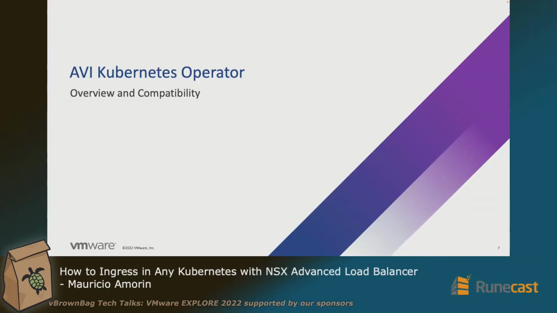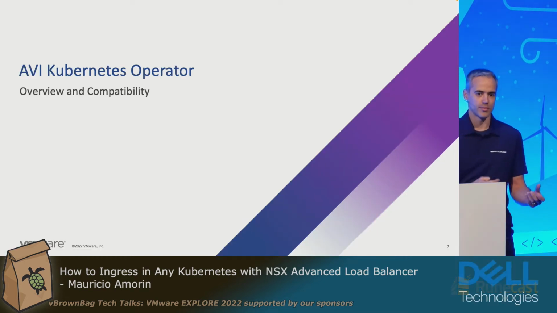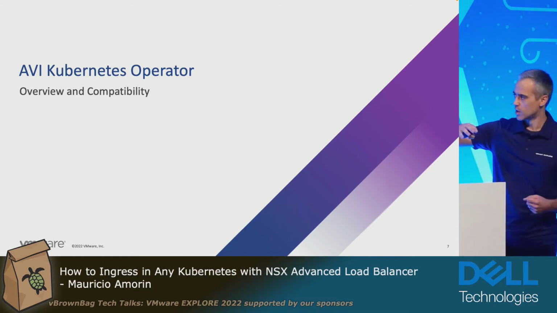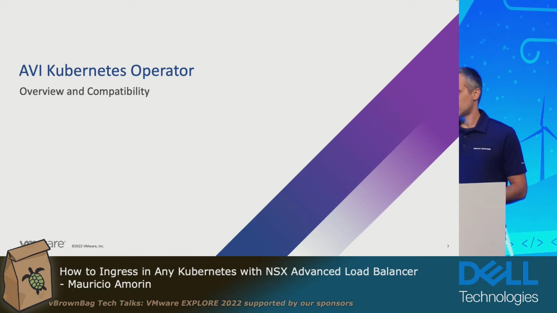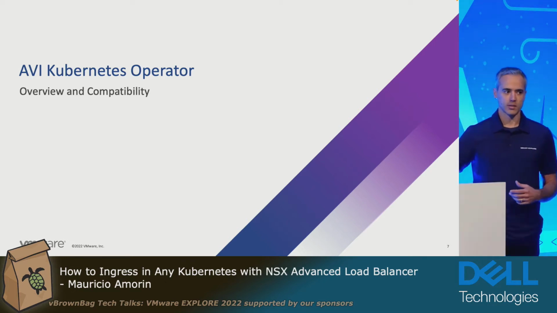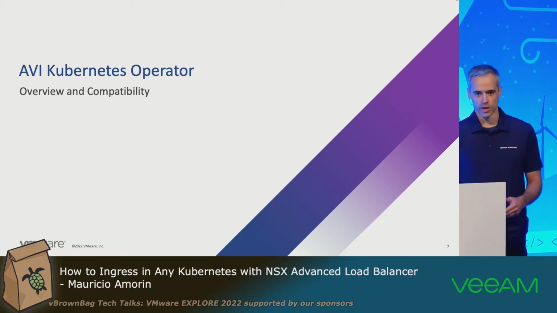So how do you do that? How do you achieve it? Because you have multiple ways to deploy your Kubernetes clusters. You might be on-premise, you might be on native clouds. It doesn't matter. We support AVI or NSX Advanced Load Balancer as an ingress controller in whichever environment you may be running.